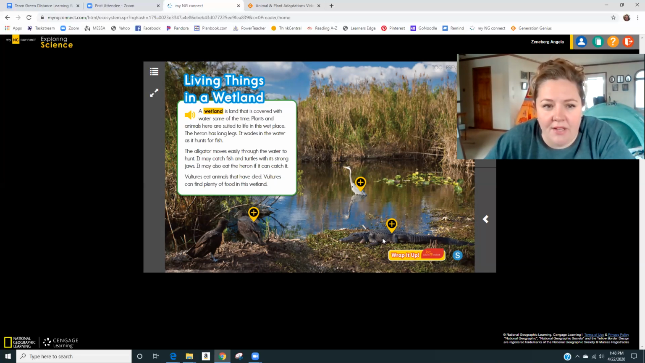We have an alligator here. The alligator moves easily through the water to hunt. It may catch fish and turtles with its strong jaws. It may also eat the heron if it can catch it.